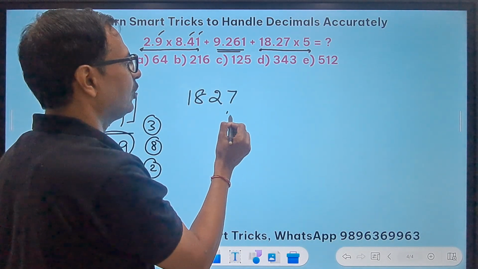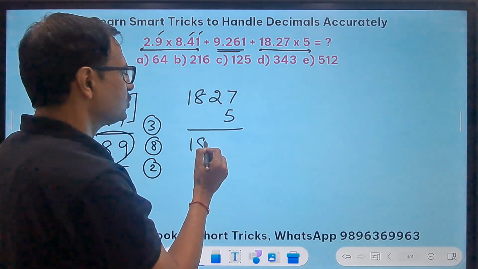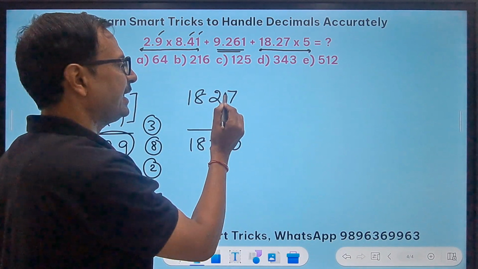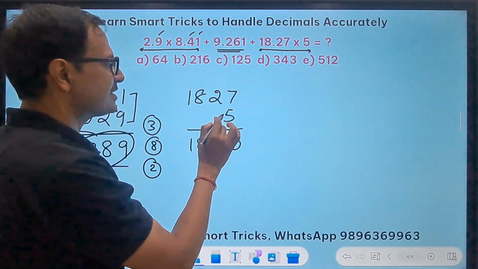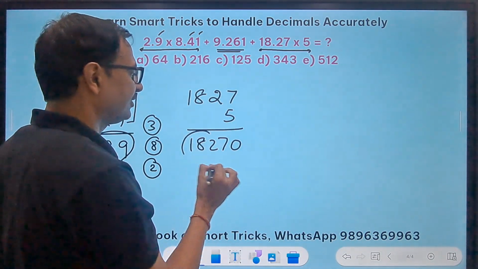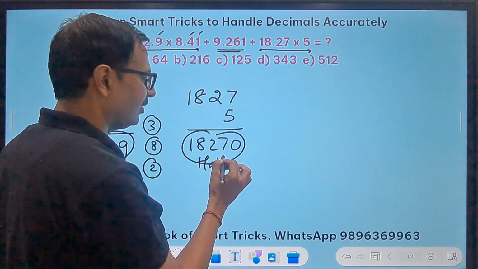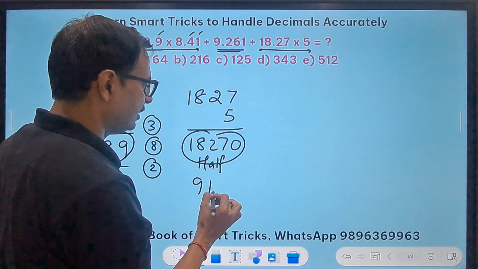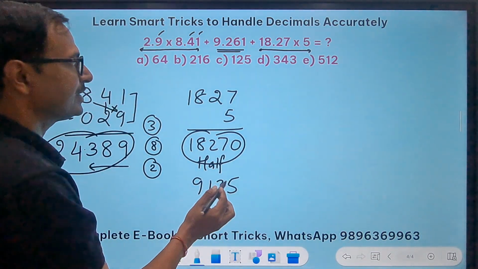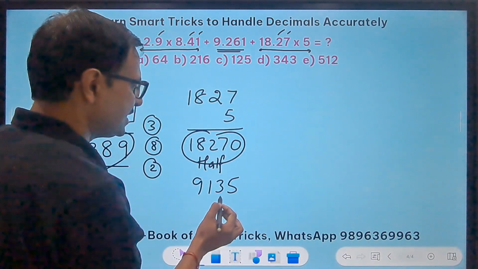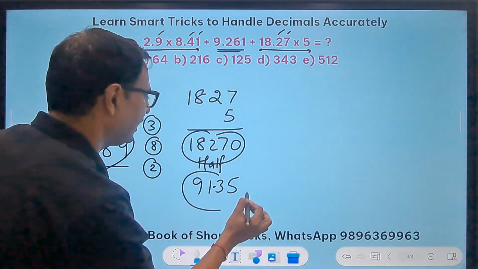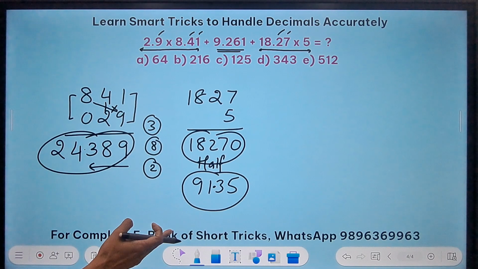1827 times 5. Oh, this is pretty easy, right? 18270 is when you multiply this by 10. So if you have to multiply this by 5, take half. Okay, so 9, 1, 3, 5. Now this with two decimal places means 91.35. Now I will use this as the second part of my answer.